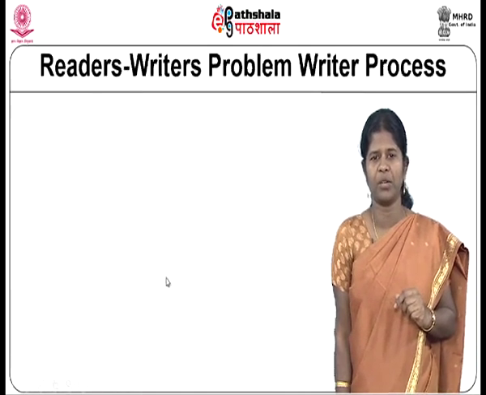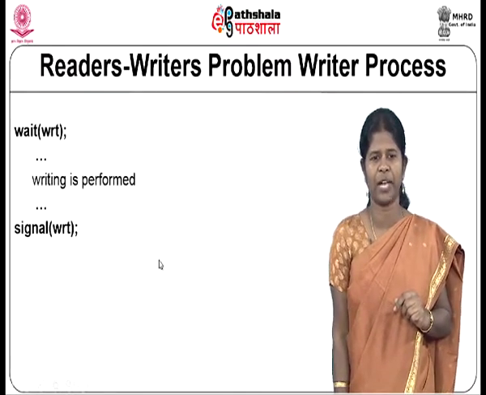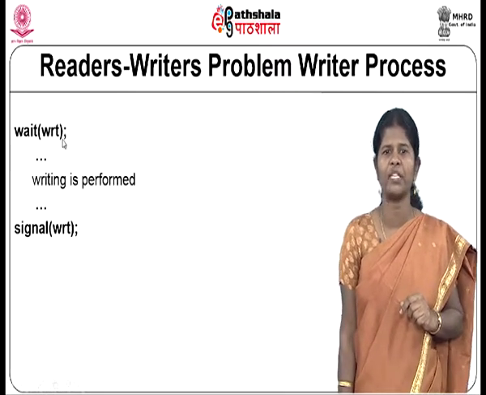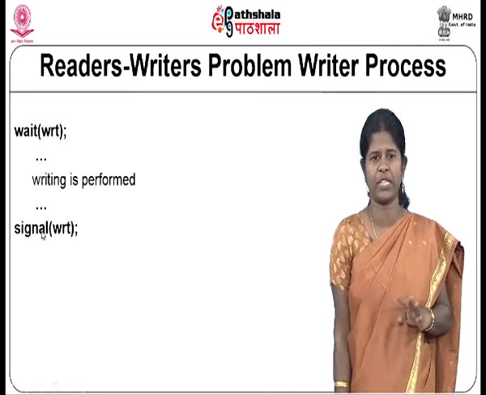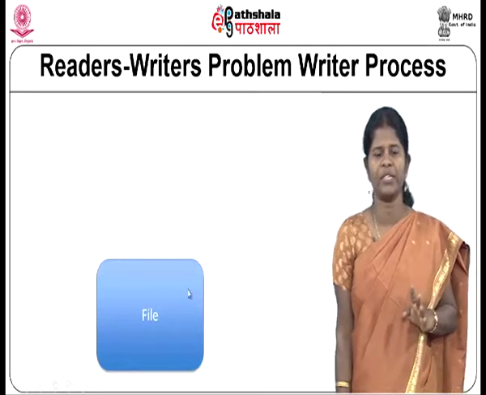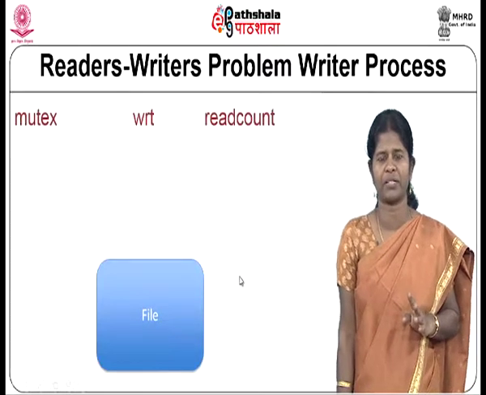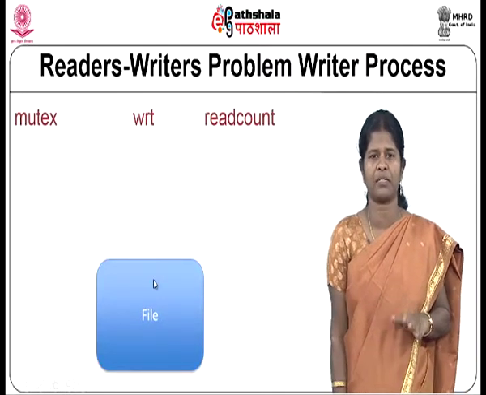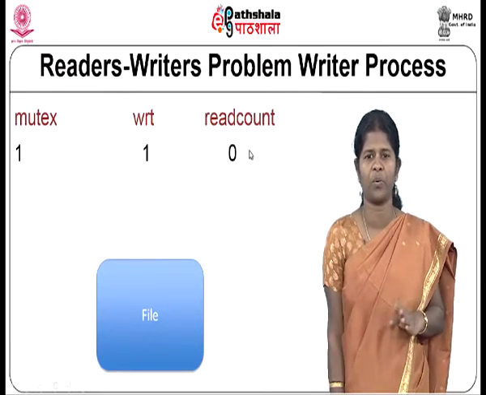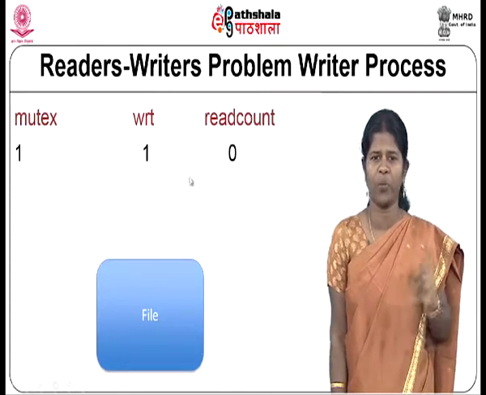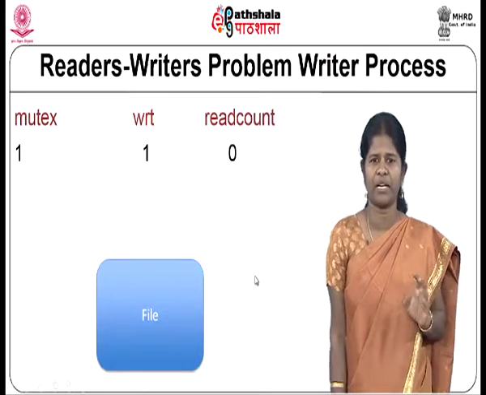Let's look at the algorithm that is given. This is the algorithm for the writer process. The writer process first waits on the WRT semaphore, then it writes, and finally after writing it performs signal. Look at this example: you have a file that is to be shared between readers and writers. Now, no one is accessing this file, and initially the value of mutex is 1, the value of WRT is 1, and read count is 0. So, what should the writer do? The writer should wait on WRT, then write into the file. After finishing writing, it can signal WRT.